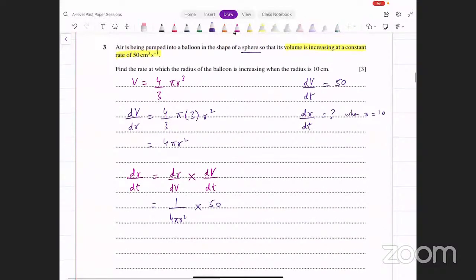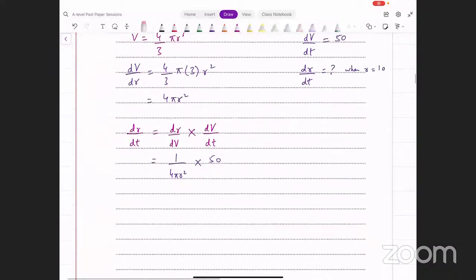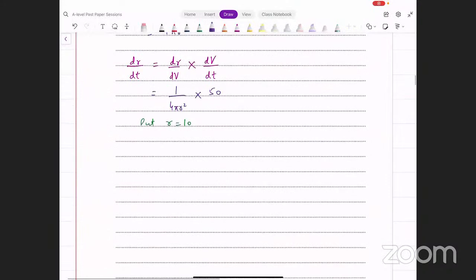अब उसने किस पॉइंट पे पूछा था, उसने एक स्पेसिफिक पॉइंट पे आपसे dr over dt पूछा था, तो आप क्या करोगे, वो पॉइंट इनपुट कर दोगे. What's that point? That point is when r equals 10. So you're going to input that here. We say let's input r equals 10. r equals 10 input किया, हमारे पास आ गया dr over dt, that equals 1 over 4 pi into 10 squared into 50. You can evaluate this and you'll get the rate of change of the radius.